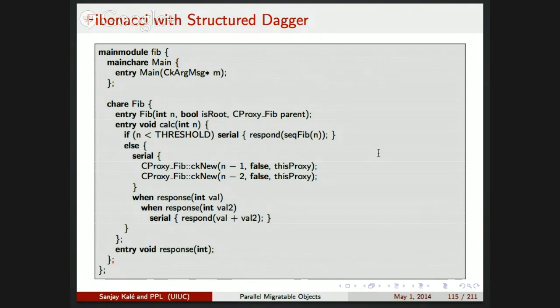Otherwise, we'll create children. So it's either you've reached the threshold and you do the rest of the computation yourself, or create children. And yes, there is that duplication between the sequential and parallel code. So is there a way to get rid of this duplication? Maybe the compiler could compute your sequential chare from the parallel one?